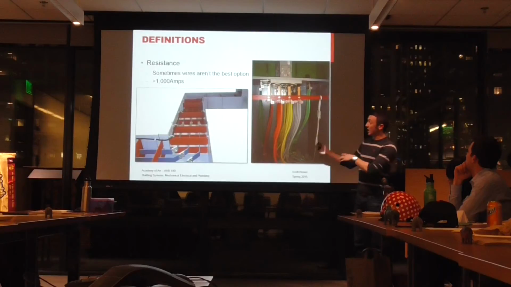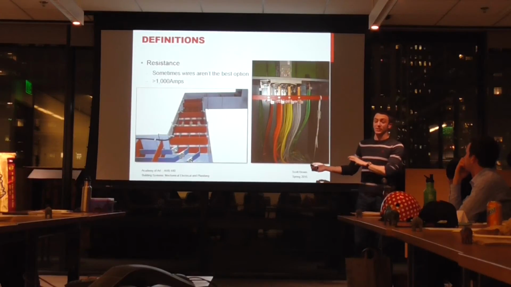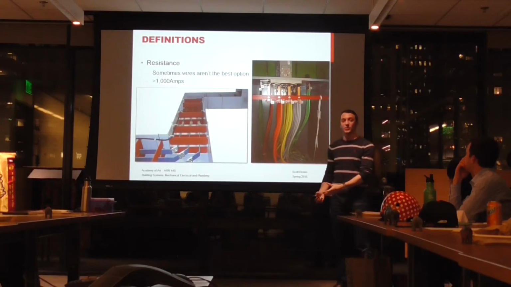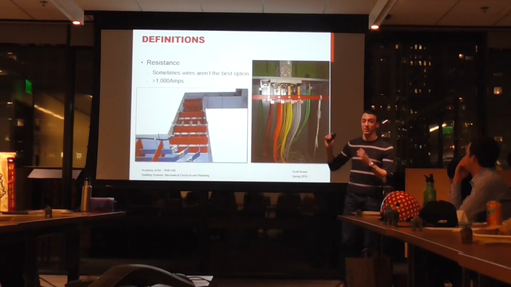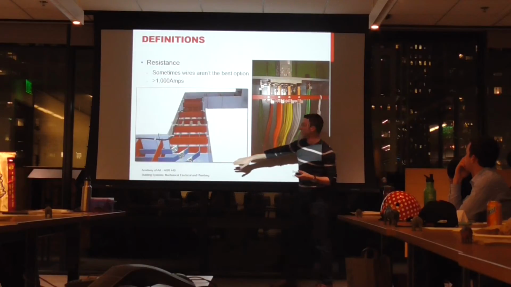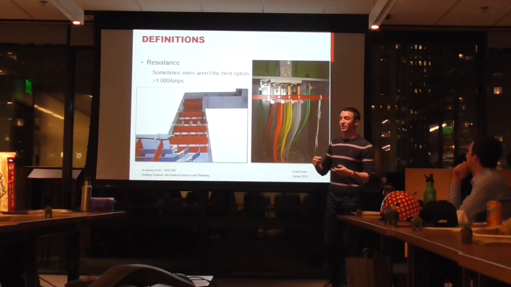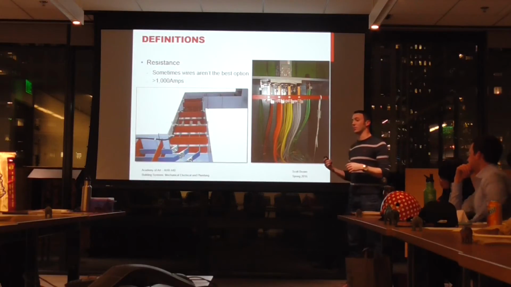So sometimes wire isn't even enough. If you need so much electricity, say you're moving current from the bottom of a skyscraper all the way to the top and there's a lot of it, we use this thing called bus bar, which is just a bunch of copper plates bolted together because we need so much electricity going through there.